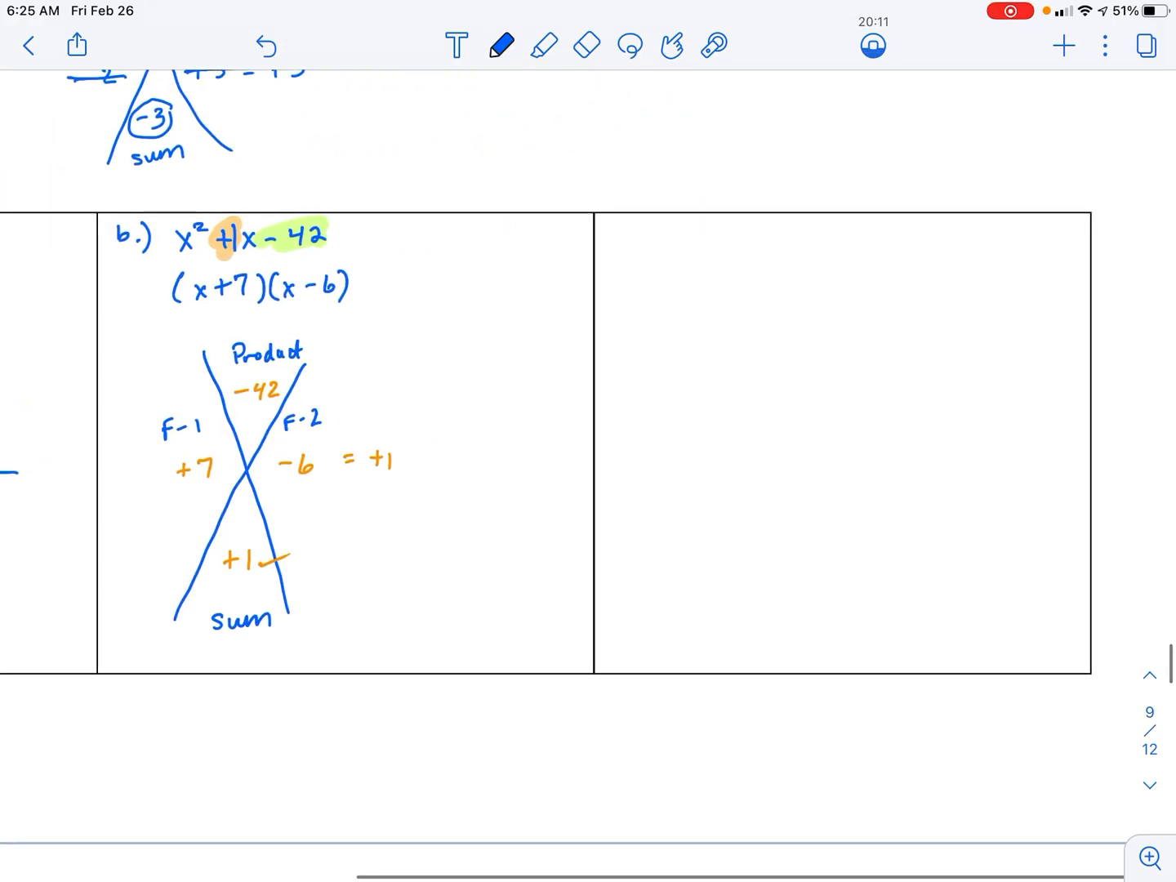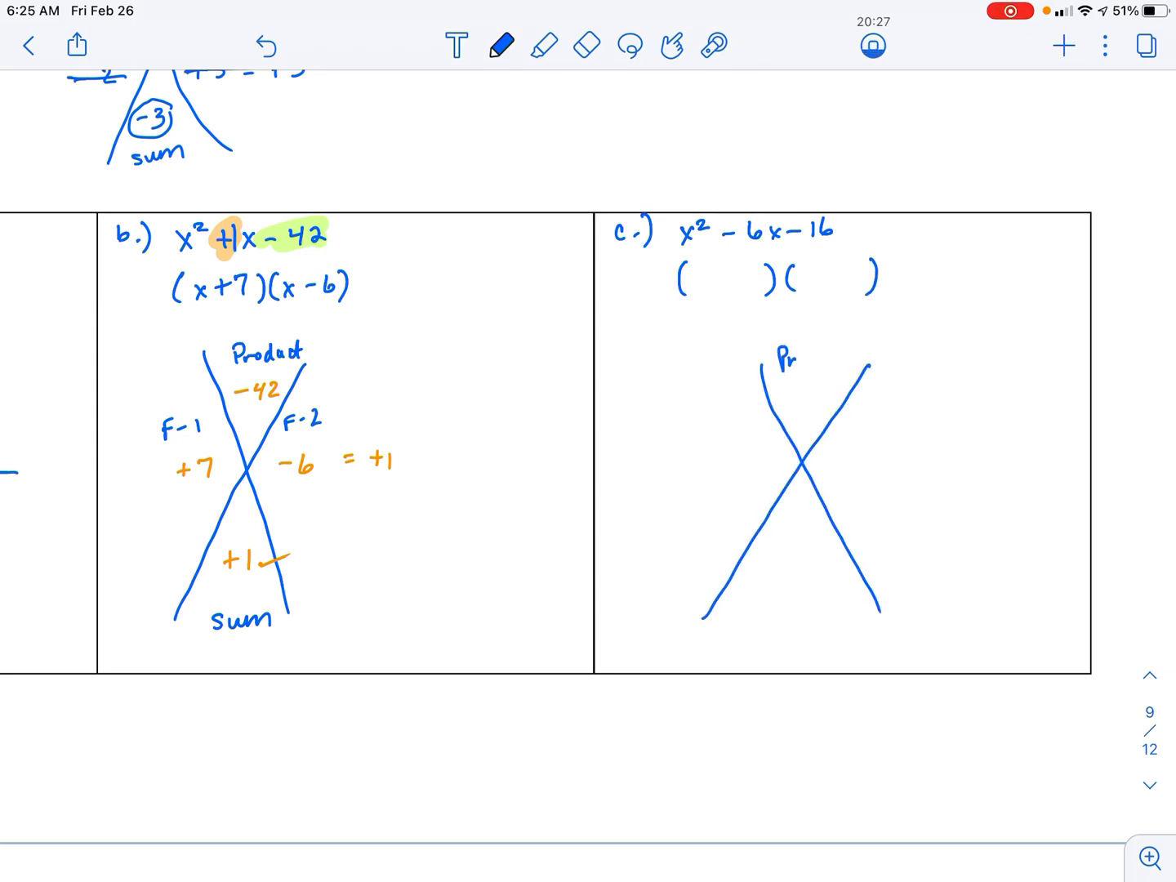All right, let's look at C, and that'll be our last example, and you'll have lots of these to practice today. The last one is x squared minus 6x minus 16. Let's go ahead and get our parentheses ready and our diamond. So I have my product, my sum, factor 1 and factor 2. So let's figure out some combinations of factors that will give me a negative 16. And then, of course, when I add them, we want them to give us a negative 6.